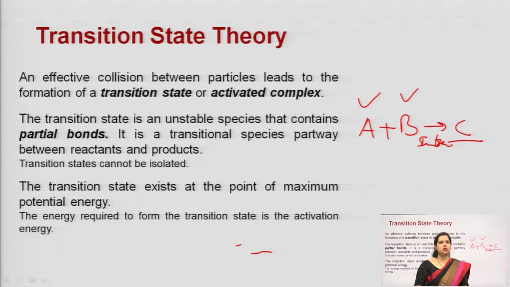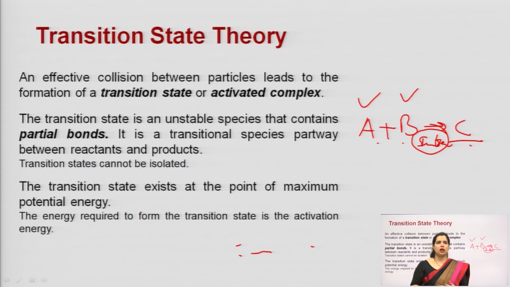The transition state is basically an unstable species that contains partial bonds, right. It is the transitional species pathway between reactants and products. In simple terms, A plus B will give you C, C is the product, and A and B are the reactants of the reaction. During this process some intermediates may form, and these are unstable species that contain partial bonds. They may take part in the reaction and form in between, but at the end you will get the desired product, C.